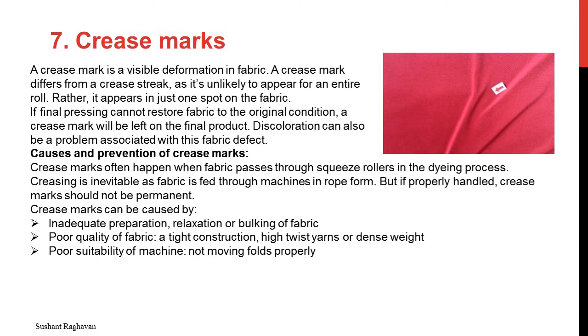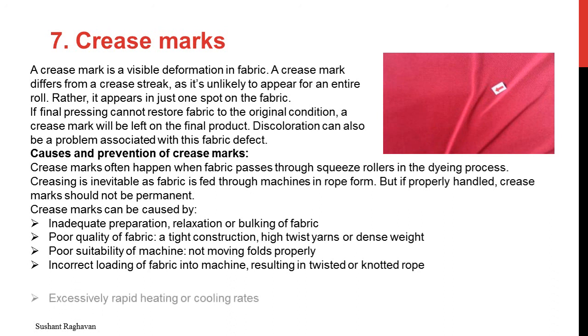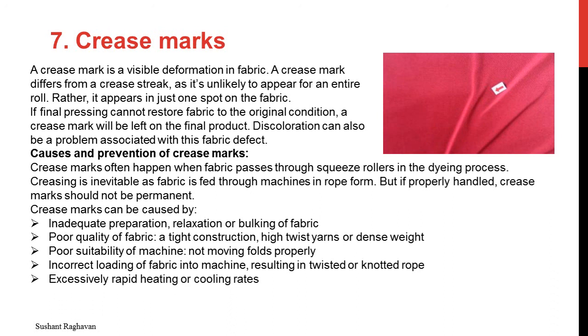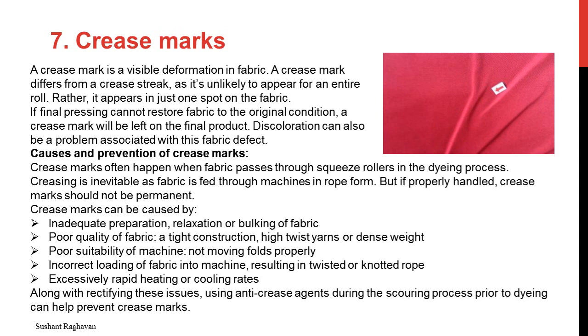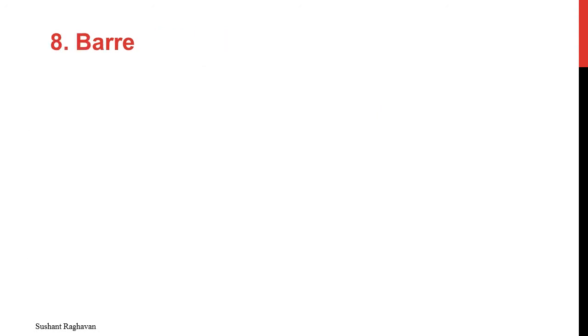poor suitability of machine, not moving folds properly, incorrect loading of fabric into machine resulting in twisted or knotted rope, excessive rapid heating or cooling rates. Along with rectifying this issue, using anti-crease agents during the scouring process prior to dyeing can help prevent crease marks.